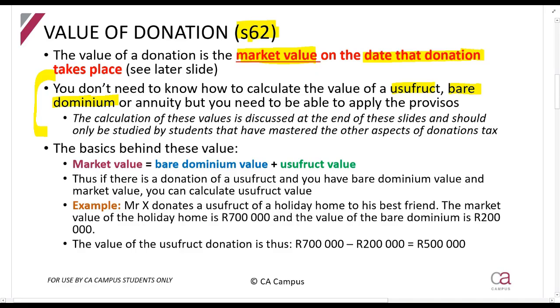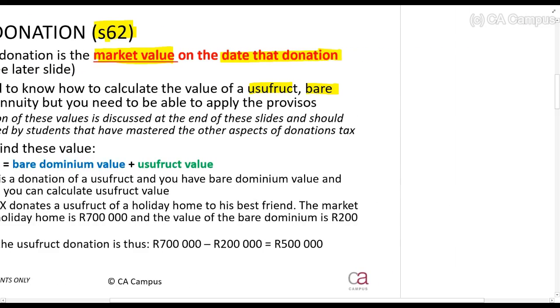But in terms of your ITC exam pronouncement, they will provide you with the amounts and what the value of it is. Just as a quick little discussion, I'm going to discuss it here. I always try and draw this. If this is a pen in your hand, let's say it is worth 5 rands, that's its market value. All assets can comprise 2 parts: a usufruct part and a bare dominium part.